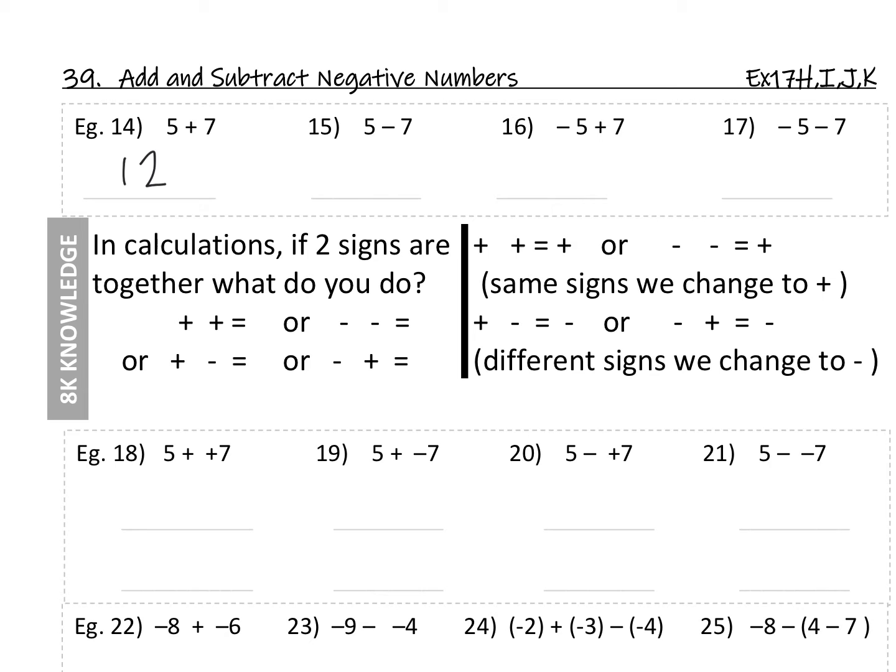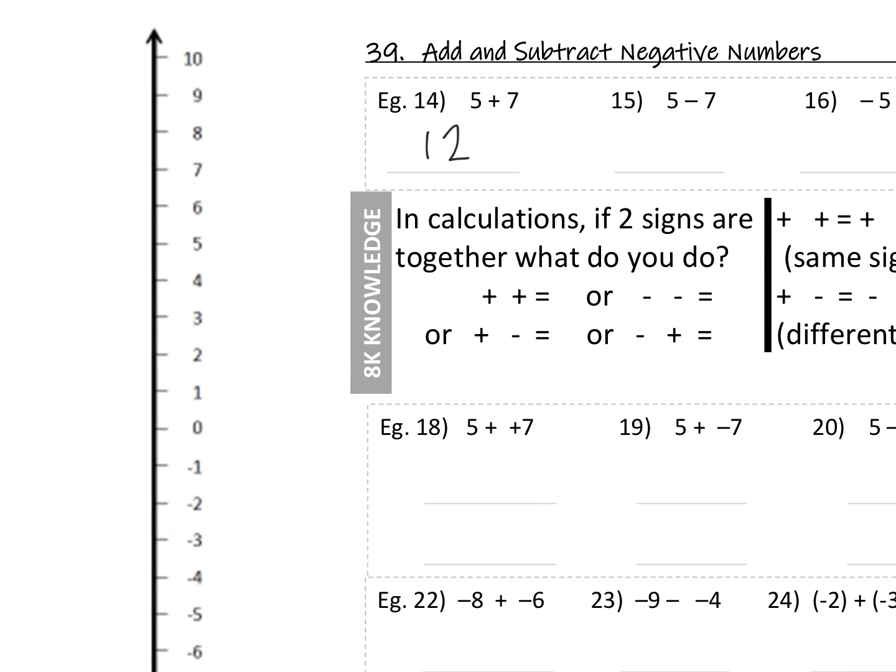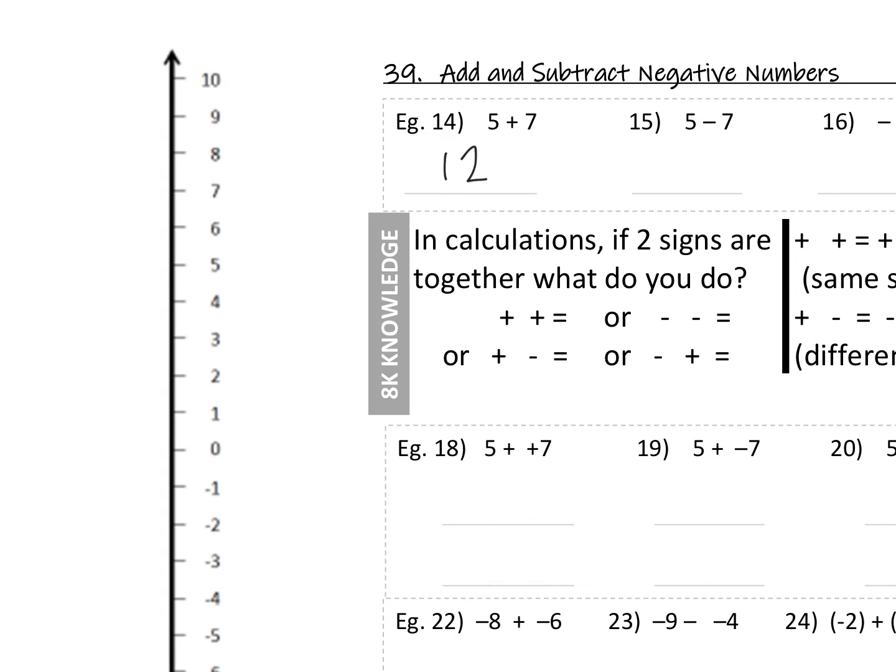5, take away 7. If you go to your number line, because you're taking away, you're going to go in the opposite direction. But the first number tells us where you start off at. So the first example we started at 5, in this example we're starting at 5 as well. So if we start at 5, we're going to go down 7 spaces, 1, 2, 3, 4, 5, 6, 7, and we get negative 2.